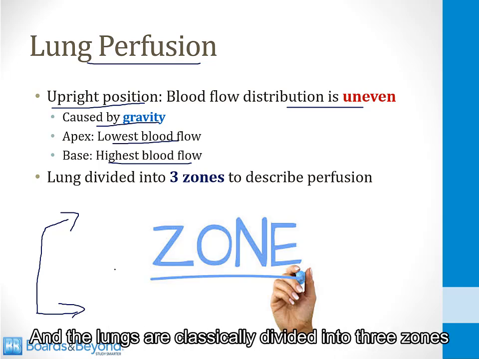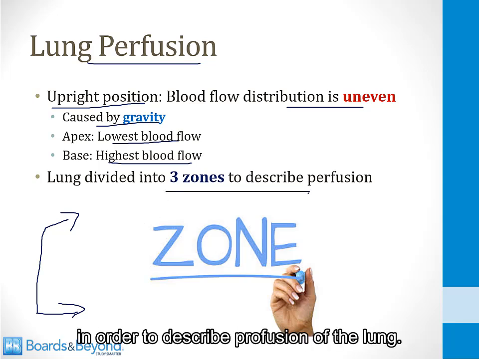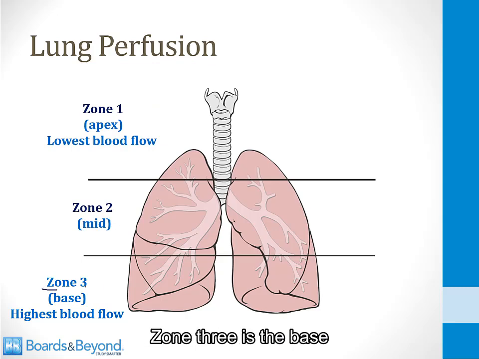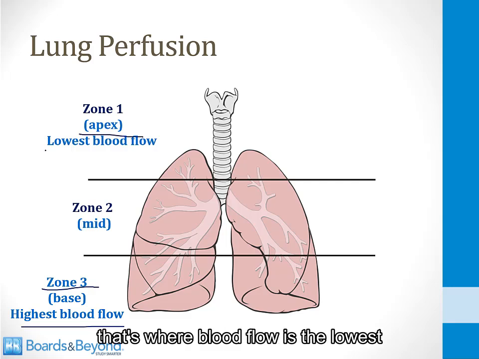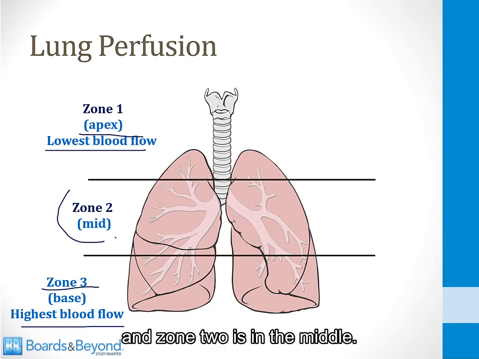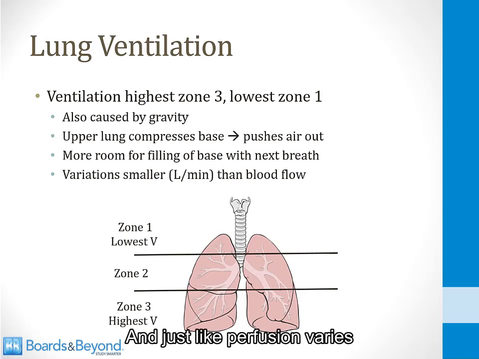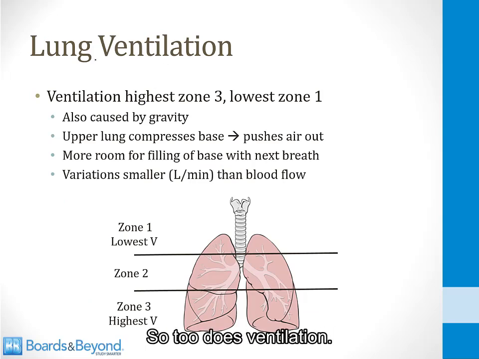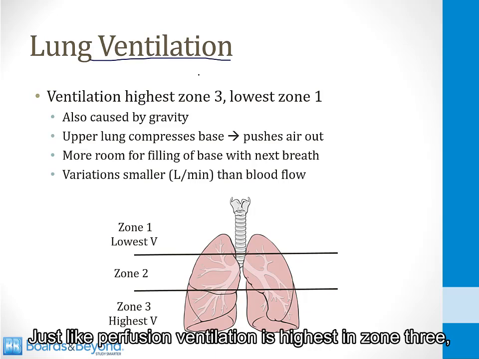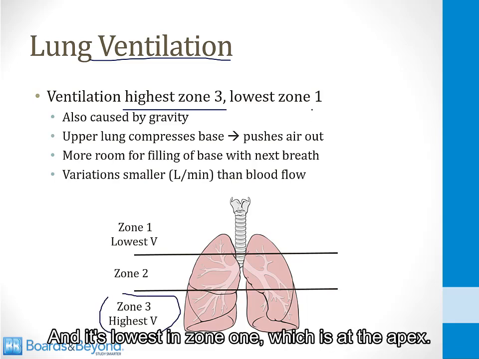And the lungs are classically divided into 3 zones in order to describe perfusion of the lung. So here's a picture of the lung. Zone 3 is the base, that's where the blood flow is the highest. Zone 1 is the apex, that's where blood flow is the lowest, and zone 2 is in the middle. And just like perfusion varies as you go from the bottom to the top of the lung, so too does ventilation. Just like perfusion, ventilation is highest in zone 3, which is down at the bottom of the lung, and it's lowest in zone 1, which is at the apex.